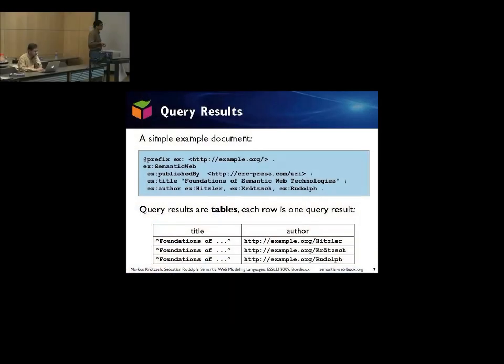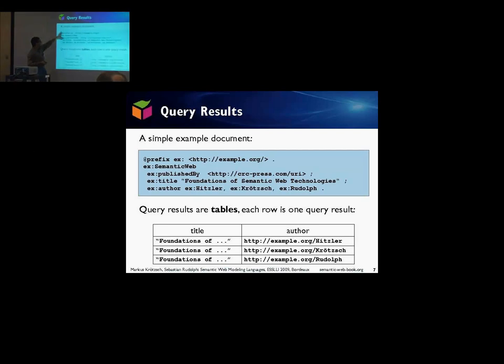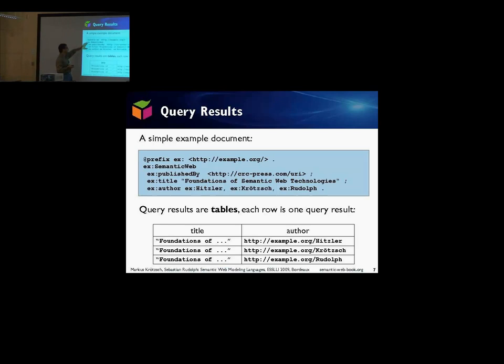Okay. So let's say we have a simple document, encoded again in Turtle format, that there is a book called Semantic Web, published by so-and-so publisher. It has a particular title, and there are these three authors. So the execution of that query can be represented in the form of tables. It can also be represented as triples, or as a graph. Over here, what they have shown is in the form of a table.